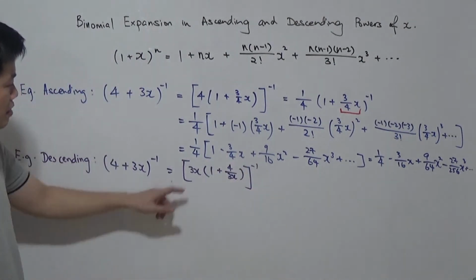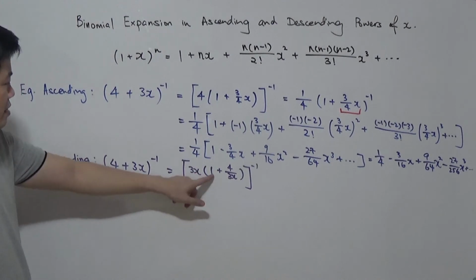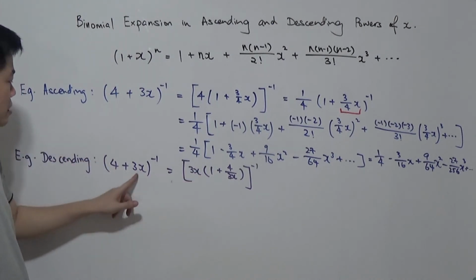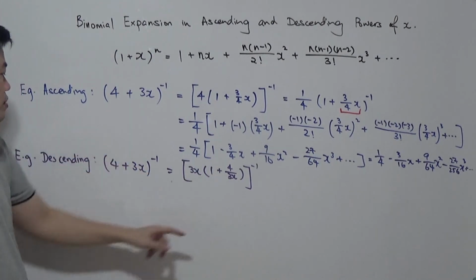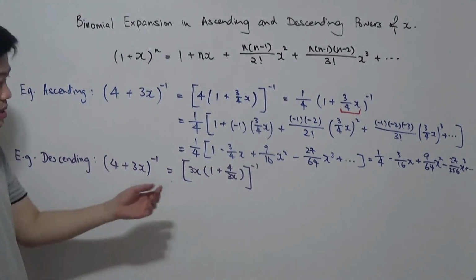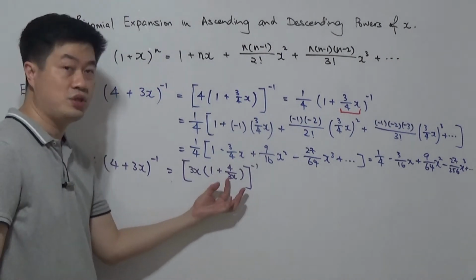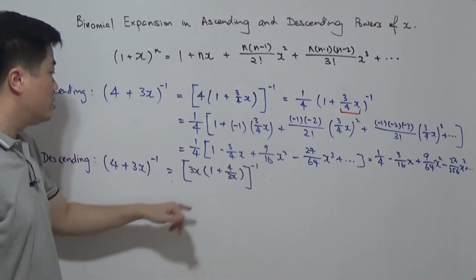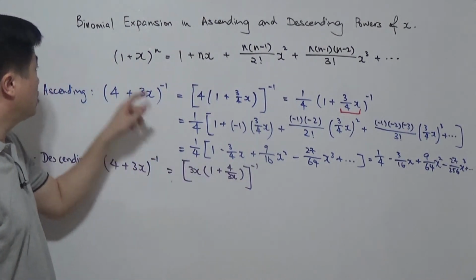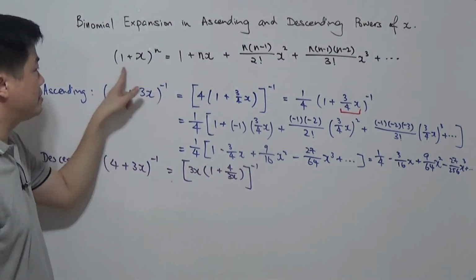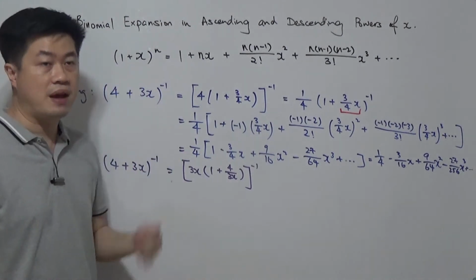Okay? Now if you multiply this back in, you'll get this. 3x times 1 is 3x. 3x times 4 over 3x is 4. Okay? So it's actually the same, but I kind of switched the position around as well. Why? So that now this guy has the same format as this guy, right? We have the 1 in front.